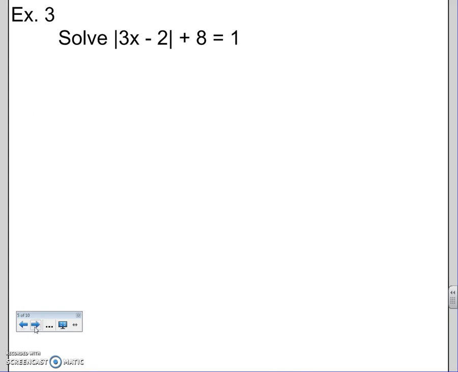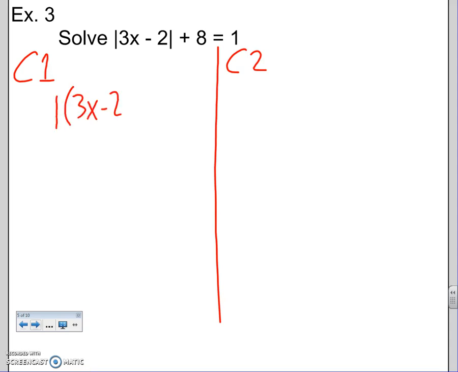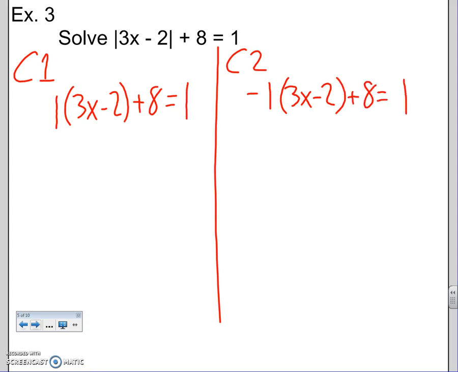Alright, example 3, last one. Same thing, absolute value sign, so I do the 2 cases, case 1 and case 2. So positive, parentheses, positive 1 parentheses, like that. And leave everything else the same. The other one is negative 1 parentheses. Remember, there's a number in front, you just change the sign of the number. Keep it, make it a positive version, then a negative version of that number. And we solve the same as always.